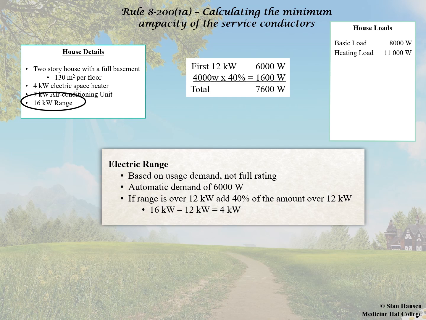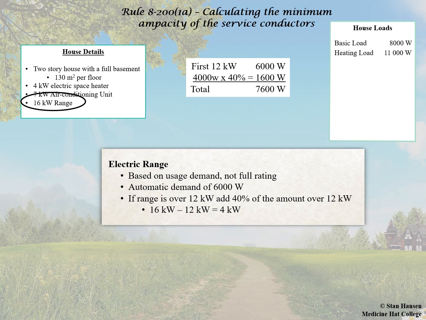We start by giving it an automatic demand of 6,000 watts for the first 12 kilowatts of rated demand of the range. So our range is 16 kilowatts. The first 12 kilowatts we're going to put in a usage demand of 6,000 watts.